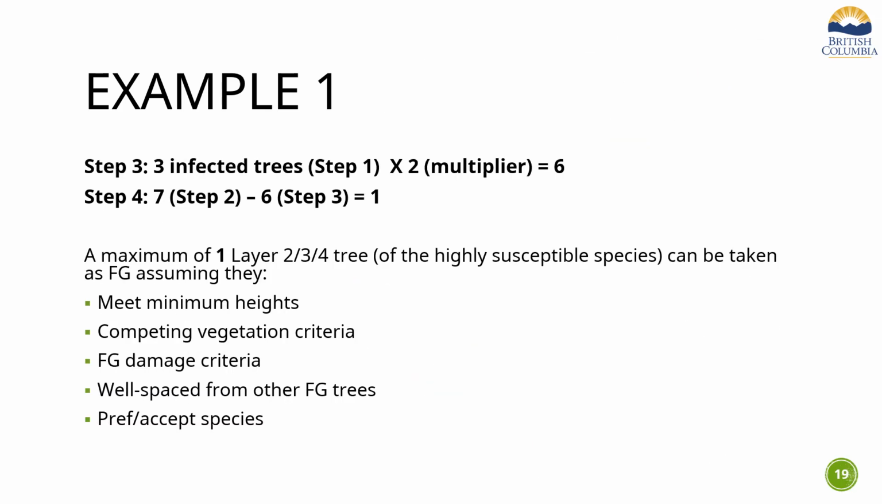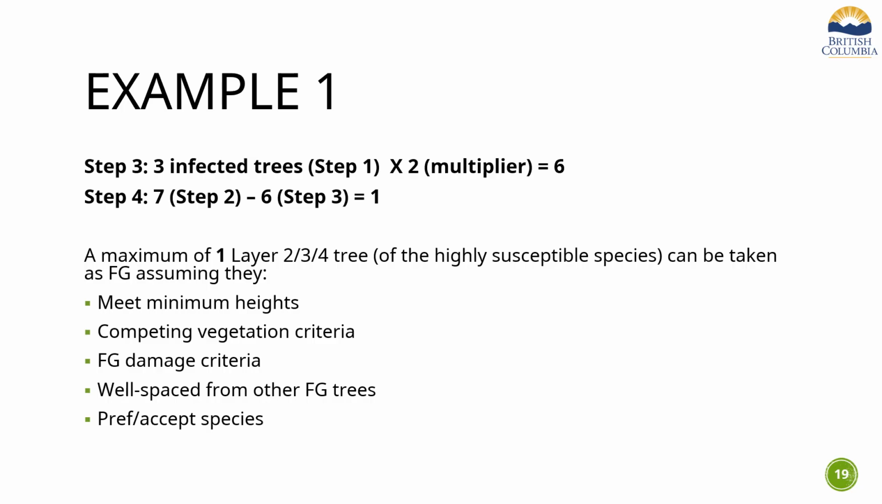Okay, next, step 3. For step 3, we take the number from step 1, which was 3 infected trees, and we multiply it by the root disease multiplier, which is now 2 for all root diseases. So that's 3 times 2 equals 6. Then, for our fourth step, we subtract 6 from 7, which was our well-spaced, healthy, highly susceptible tree count from step 2. That gives us 1.